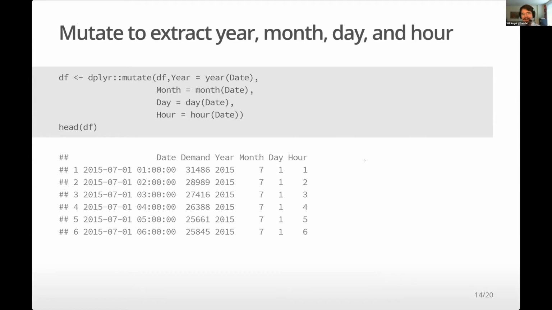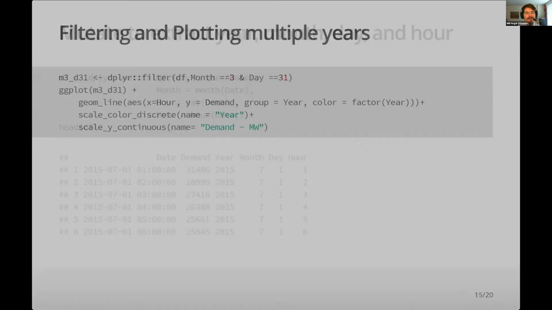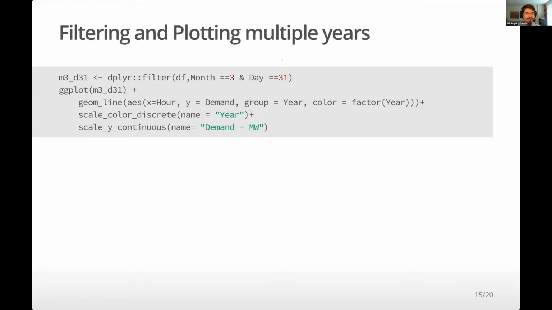So let's take a look at multiple years of data, because if you recall the duck curve chart, it had several different years of data. I'm going to use dplyr here to extract the year, month, date, and hour from the data set. So now you can see it's the same data set, and we've extracted and added the year, month, day, and hour. And then we're going to filter and plot it.